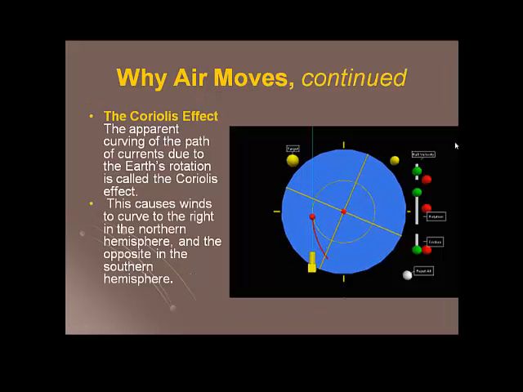We're familiar with the Coriolis effect. This is the apparent curving of the path of currents, such as wind, due to the Earth's rotation. This causes winds to curve to the right in the northern hemisphere and to the opposite direction in the southern hemisphere. And you'll remember that the wind wants to blow straight, but because of the rotation of the Earth, it makes what looks like a curved path on the surface of the planet. We saw this with ocean currents, and it does the same exact thing with wind currents.